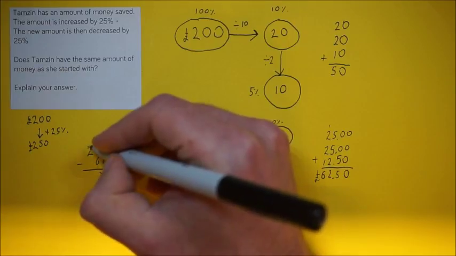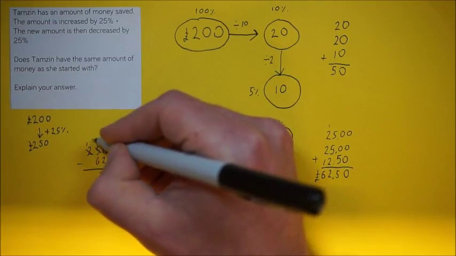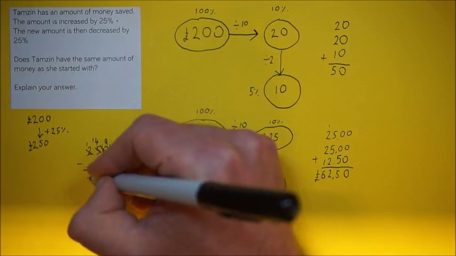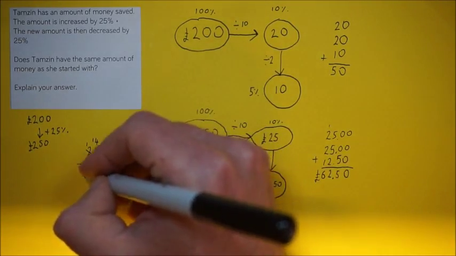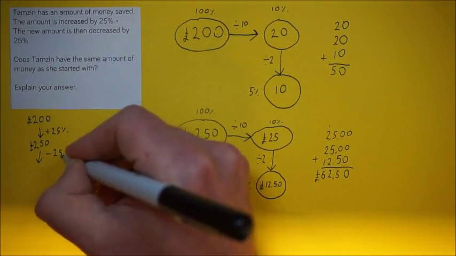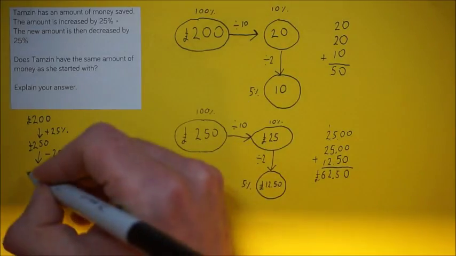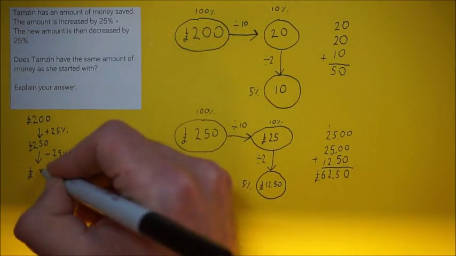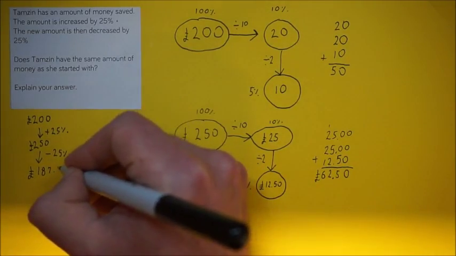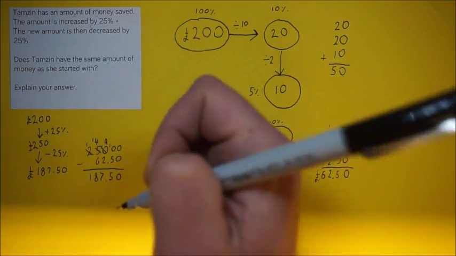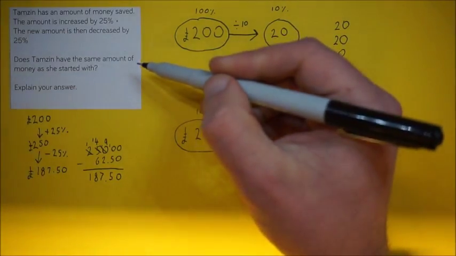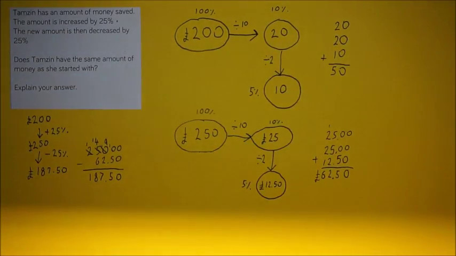4 take away 6 we cannot do, so we're going to exchange again. 14 take away 6 is 8. 1 take away nothing is 1. So my final total, once I've taken away the 25% from my new value, is £187.50. So no, Tamsin doesn't have the same money she started with.